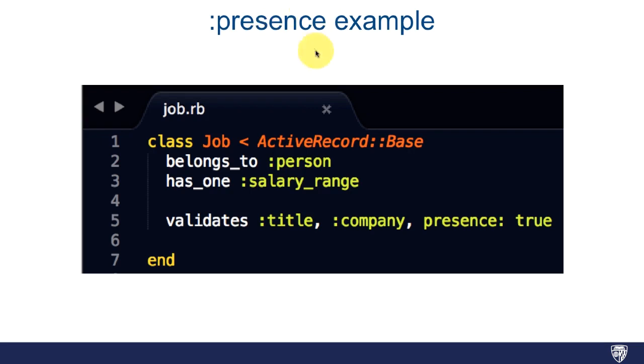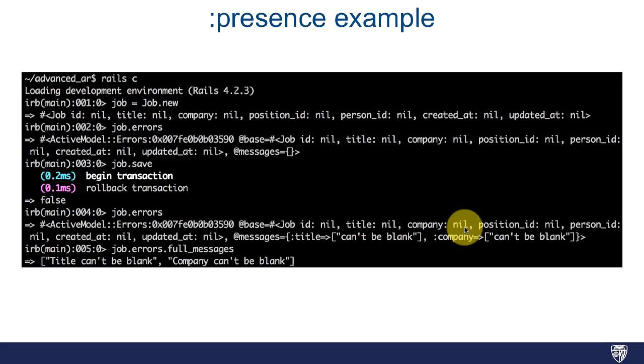So for example, let's try to enforce that a job record, when it's being saved to the jobs table, has data for the title and the company fields. So we're going to do validates, note the S at the end, and validates title, company, which are just a list of fields, and then the last argument to the method is a hash, which in this case only has one key value pair, which is presence, true, which is a presence validator.